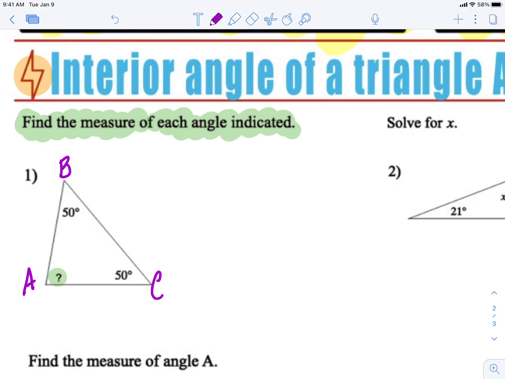It looks like an E, huh? Yeah, there you go. My C's look like E sometimes.